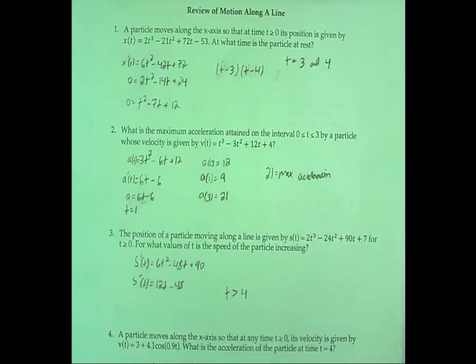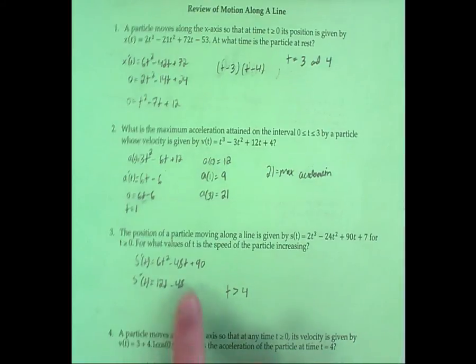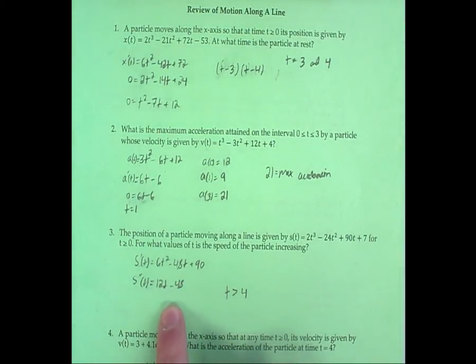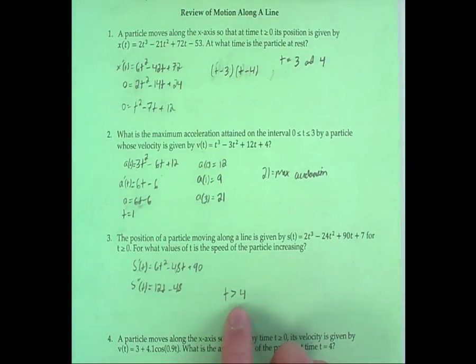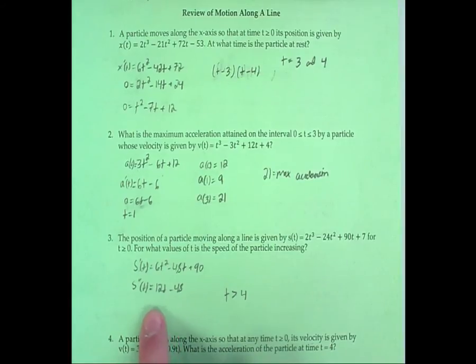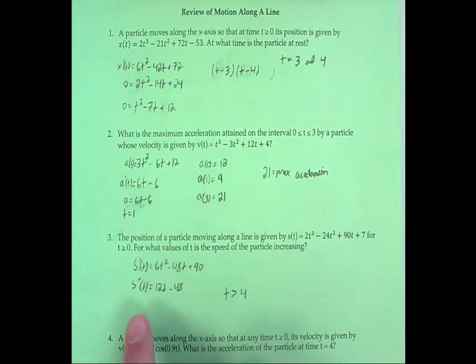So this is essentially the position function. I took the second derivative to get the acceleration function, and then t has to be greater than 4 to make this true for t greater than or equal to 0. So that would be where it's increasing because it has to be greater than 0. So speed is increasing when acceleration is positive.